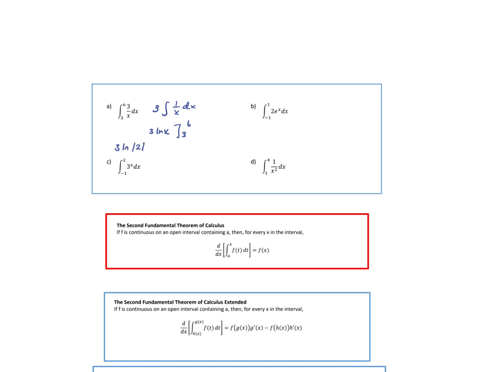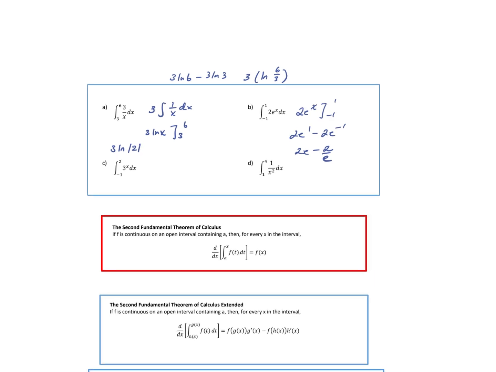Because we can condense. So just to go over logs a little bit, if you have 3 ln of 6 minus 3 ln of 3, I'm going to take out the 3, and we get ln of 6 over 3. Remember, when it's subtraction, it's division, so we get 3 ln of 2. All right, 2e to the x is just 2e to the x, and then we're going to go from negative 1 to 1, so we get 2e to the first minus 2e to the negative 1, so we get 2e minus 2 over e for that one.